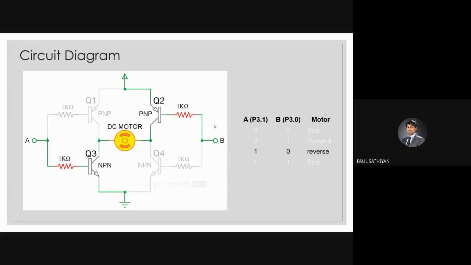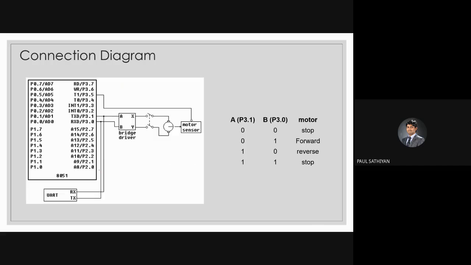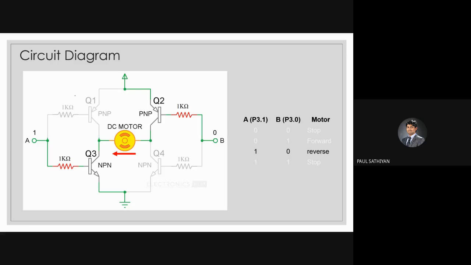Now when you change the value, making A as 1 and B as 0, Q3 will turn on, and Q2 will also turn on. Now the current will flow like this. If you see, the direction in which the current flows inside the motor is going to change.